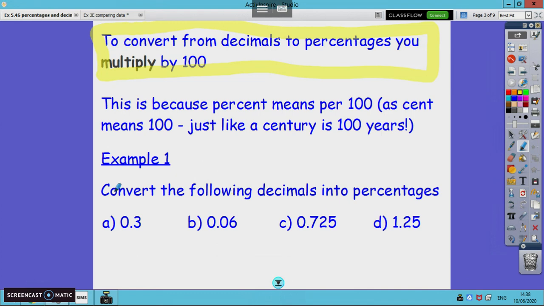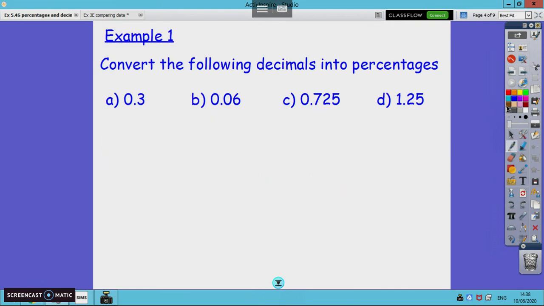So example number 1. Let's write this down, please, in your books. Example number 1, convert the following decimals into percentages: 0.3, 0.06, 0.725 and 1.25. We're going to do this on the next page. So 0.3 multiplied by 100 is how we would convert it into a percentage. So we move everything 2 places to the left, which gives us 30%.